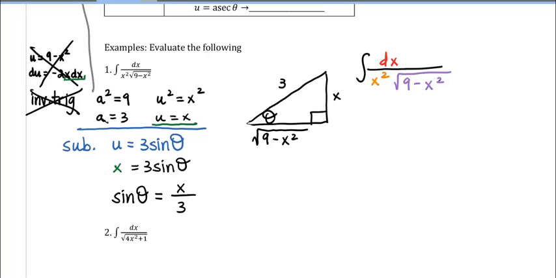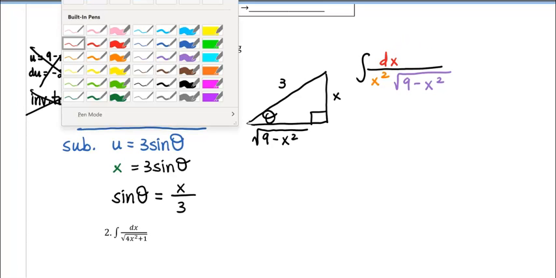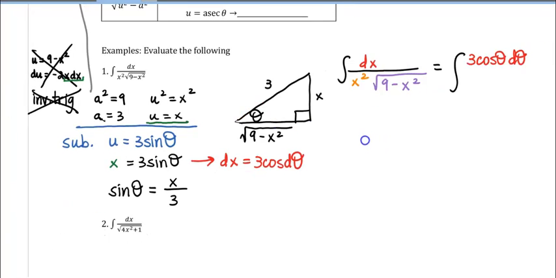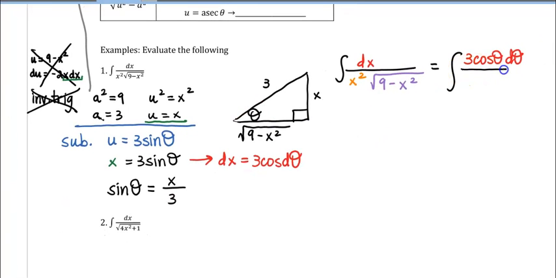Now I'm actually going to start substituting in. In the numerator, we have dx. Well, back here, we said that x was equal to 3 sine theta. If I were to differentiate both sides, I would see that dx is then equal to 3 cosine theta d theta. So instead of writing dx in the integral, I now have the integral of 3 cosine theta d theta. So we have actually started the trigonometric substitution so far.